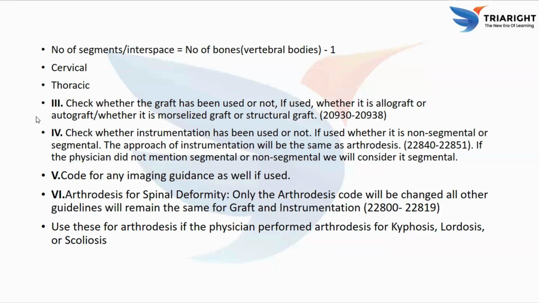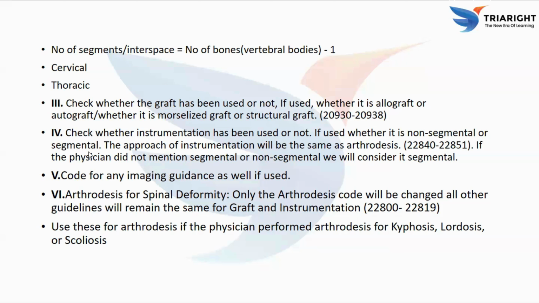And step 3 is check for the bone graft usage. Was a graft used? If yes, coded separately. So what are the types of graft? Autograft, allograft, morselized graft, and structural graft. So CPT code ranges for grafts is 20,930 to 20,938.